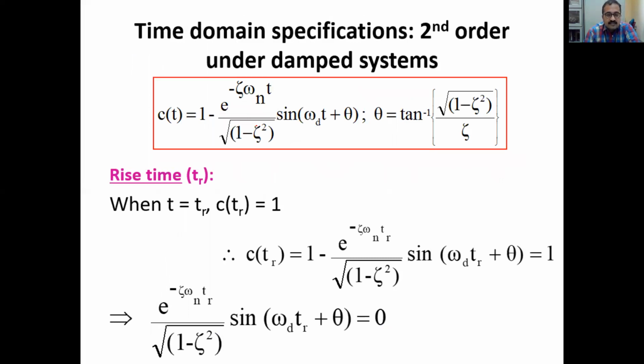So as I said before, rise time means at t equal to tr, the output must be equal to 1. So when t equal to tr, output must be equal to 1. That means 1 must be equal to 1 minus e raised to minus zeta omega n tr divided by root of 1 minus zeta square, sin(omega d tr plus theta). So at t equal to tr, c of tr is equal to 1, so this one gets cancelled, which means e raised to minus zeta omega n tr by root of 1 minus zeta square, sin(omega d tr plus theta) must be equal to 0.